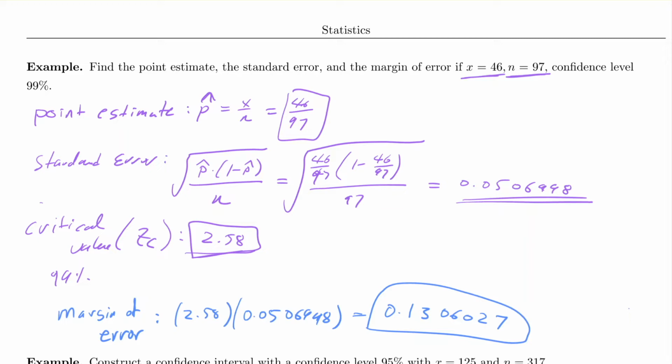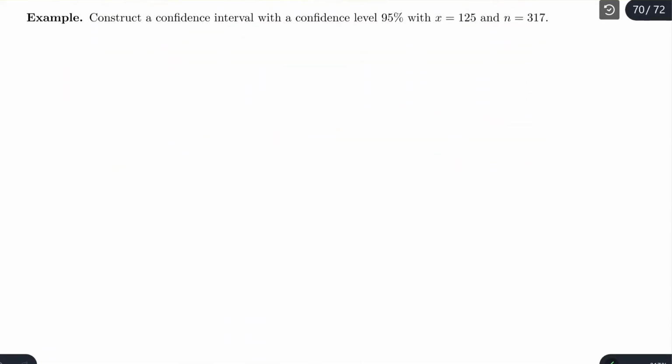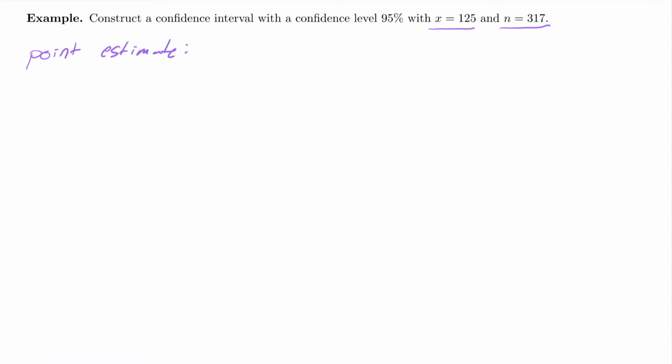We'll look at a full problem later, but let's look at another problem. Find a confidence interval at a confidence level of 95% with x equals 125, n equals 317. So first, we always find the point estimate first. We're trying to estimate the population proportion. Therefore, the sample proportion is the point estimate: x over n, 125 over 317. So this is the point estimate.